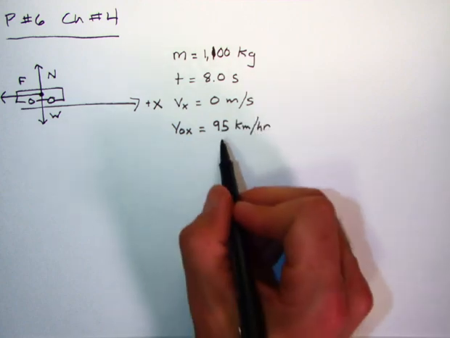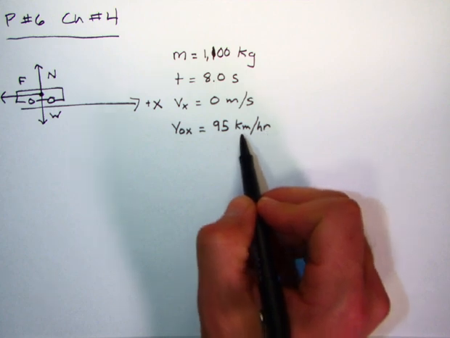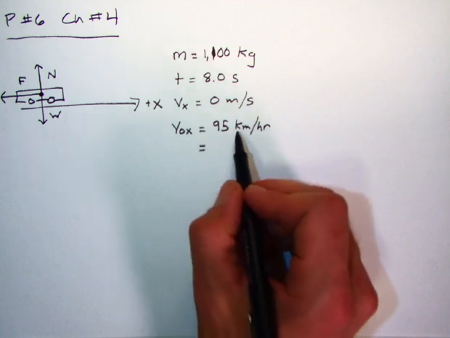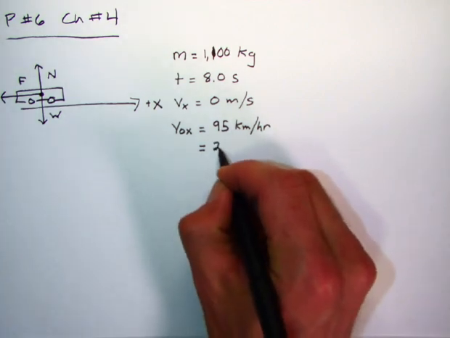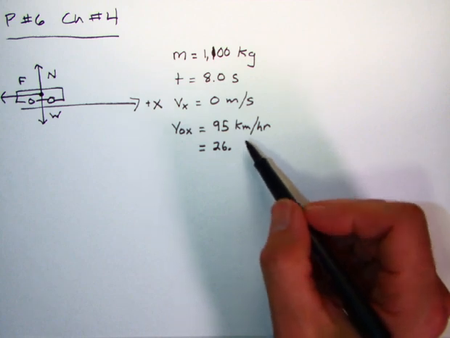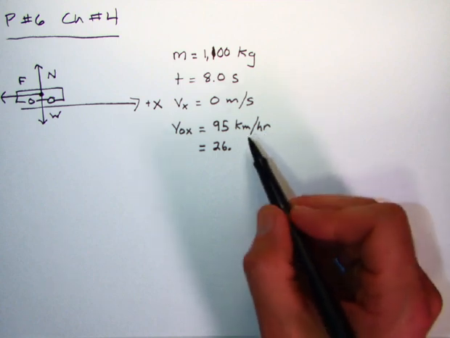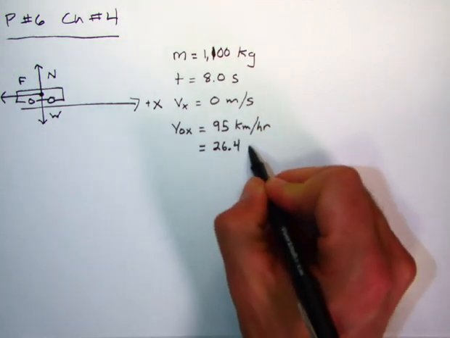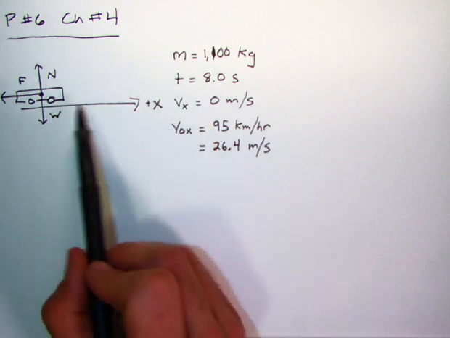Now, I notice right away that I have meters, seconds, kilograms, but then hours and kilometers. This is not good. I'm going to have to do some dimensional analysis and convert this 95 kilometers per hour into meters per second. I'm sure you guys by now can do your dimensional analysis. Basically, we're going to multiply by 1,000 and divide by 3,600, 60 squared, and it turns out 95 kilometers per hour is 26.4 meters per second. So this is my initial speed, and then my final speed is 0.